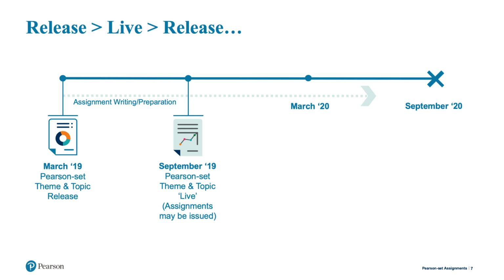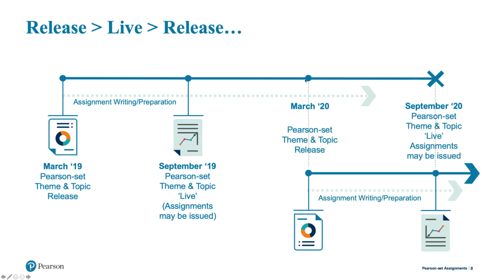That theme and topic released in March, so in our example here, the theme and topic released in March 2019, will remain active until September 2020. And in March of 2020, a new theme and topic will be released, and it will become live the following September. So you can see we always have an overlap between the previous theme and topic, which is still active, and the new theme and topic, which is introduced. We're always looking to make sure you have as much time as possible to develop your assignment and run your assignment within the theme and topic released the previous March.